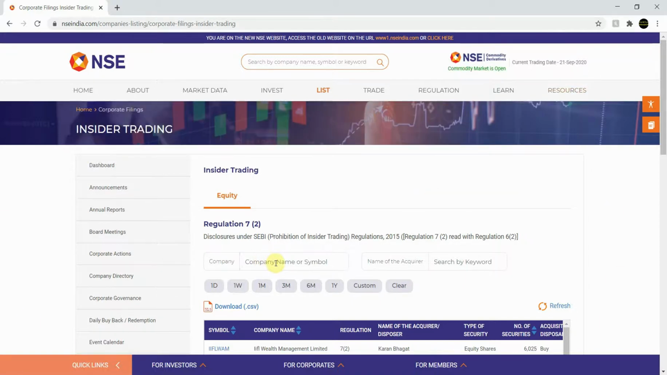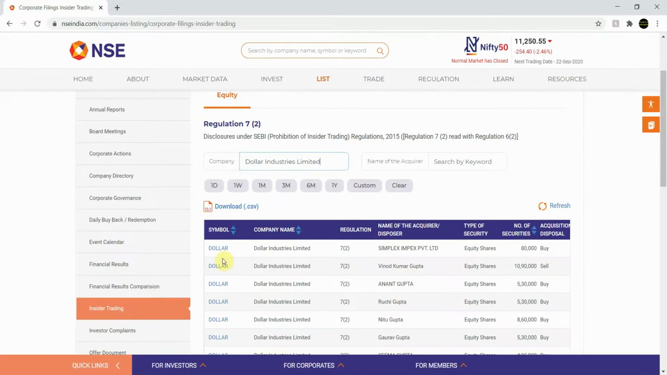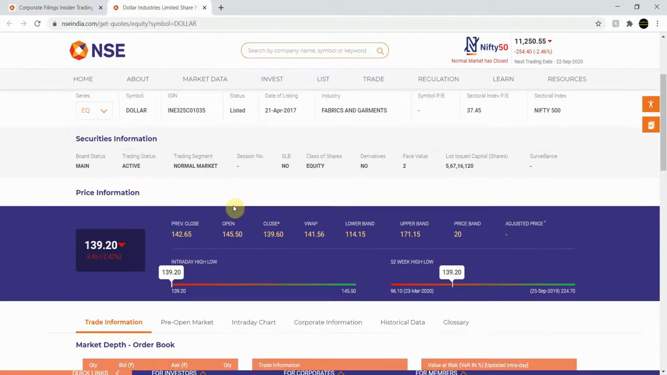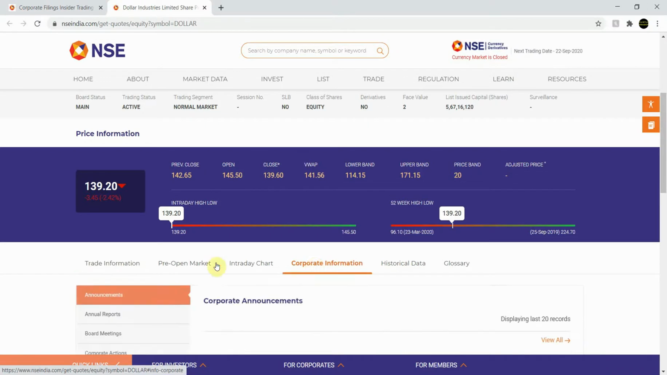Okay, now once we have reached this page, we will copy the Dollar name here. Okay, we see Dollar Industries Limited. We'll click on this. Next we will click on the symbol of Dollar. Now the next step is to scroll down and go to the corporate information section of the Dollar company.